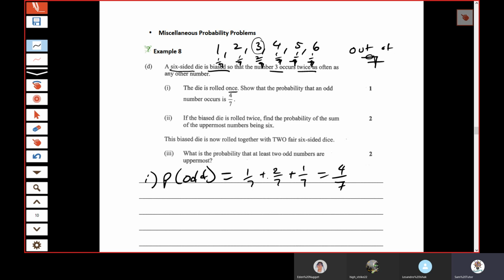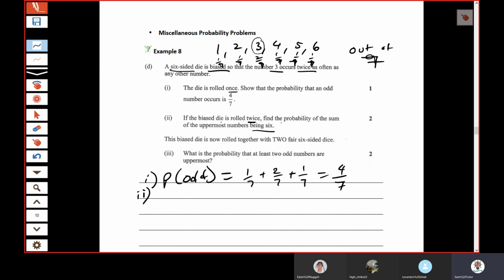Does that make sense? Yeah? Yep. And again, see, you need questions. The theory doesn't really help. The theory is not going to teach you to do that 1 out of 7. You guys got to understand that with probability, and that's why I just wanted to rush through the theory real quick to revise some of the stuff you might have seen last year. But it's more questions. You just got to do questions. If the biased die is rolled twice, find the probability of the sum of the uppermost numbers being 6.